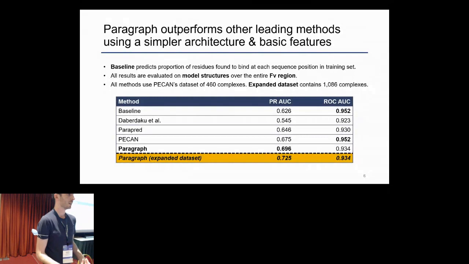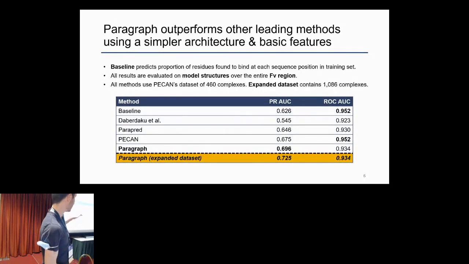Pecan is the current state of the art, and that uses a graph convolutional network. It uses attention from the antigen, and it uses a more complex 62-dimensional feature vector. But what we see is that Paragraph, using equivariant graph neural networks and a simpler feature vector with no antigen information, actually exceeds the performance of Pecan. And promisingly, what we've done is we've compiled a larger expanded data set.